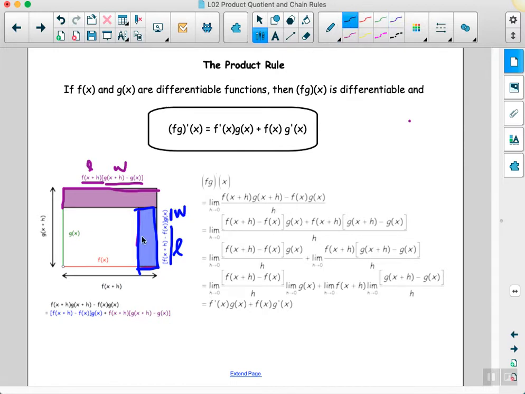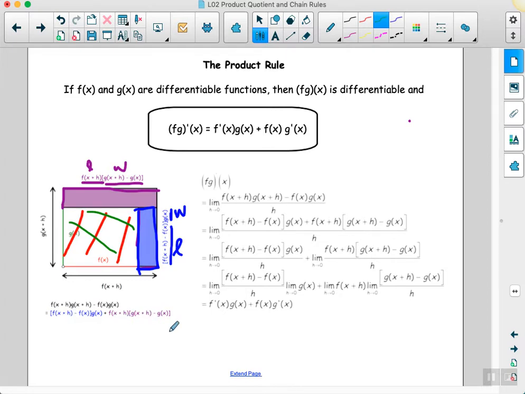And then what's happening down here is, if you take a look at the area of this whole large rectangle, which would be f at x plus h times g at x plus h, and we subtract this one here that would be created by f at x and g at x, if I subtract that area of that rectangle, f at x times g at x, what I would be left with are the purple and the blue pieces. So I'm noting that fact. If you subtract the area of the small one from the whole thing, you will be left with blue plus purple.